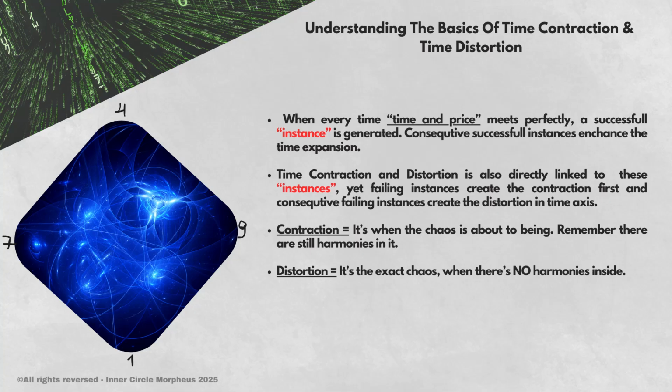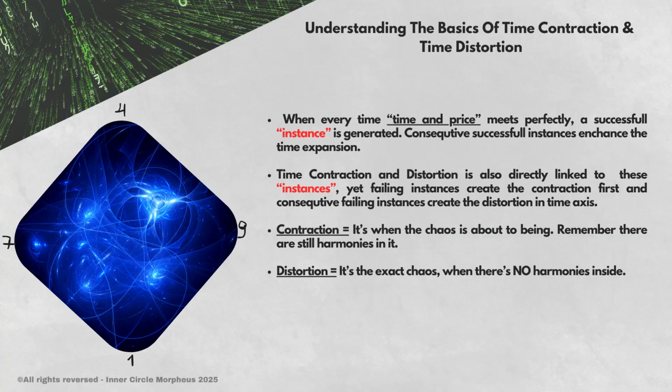Hi Neo. In this video, I'm going to be talking about the basics of time contraction and time distortion. We can say that time contraction is easier to spot compared to time distortion, and time distortion is harder to spot compared to time contraction, due to the source where they originated from. That source is the instances, Neo. There are infinite instances, and it's impossible to spot each one of them in the markets consistently.